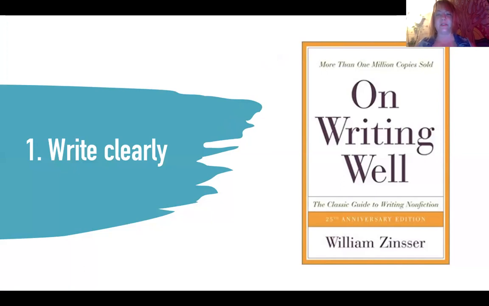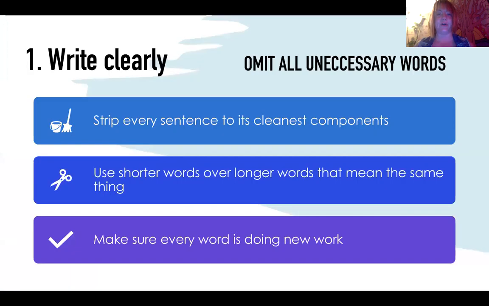And I'll summarize 1 point that I got from it, which is that you should omit all unnecessary words. And this is actually really great for the GRFP application because you don't have very much space to begin with. It also makes your writing a lot clearer and more enjoyable to read. So you can do that by stripping every sentence to its cleanest components. Always use shorter words over longer words that mean the same thing. And make sure that every word in a sentence is doing new work.